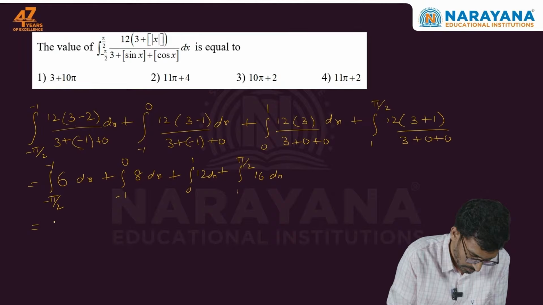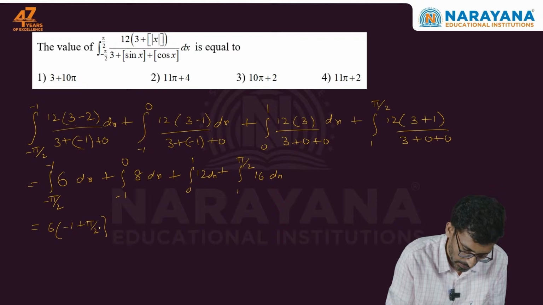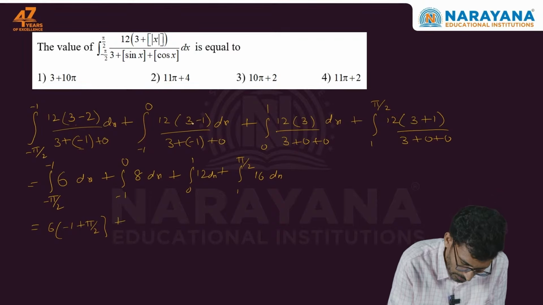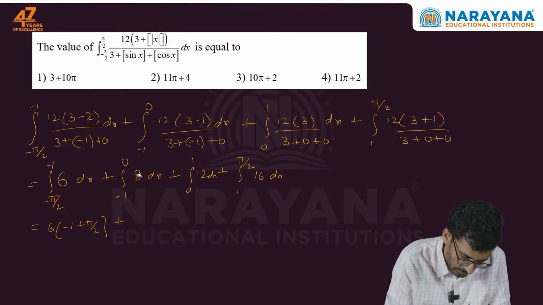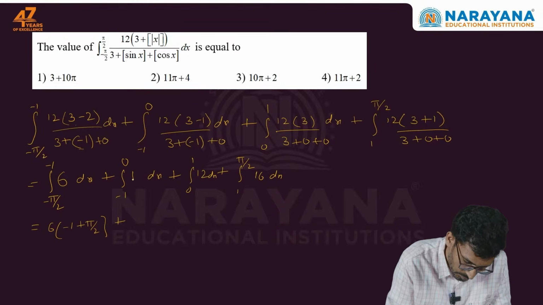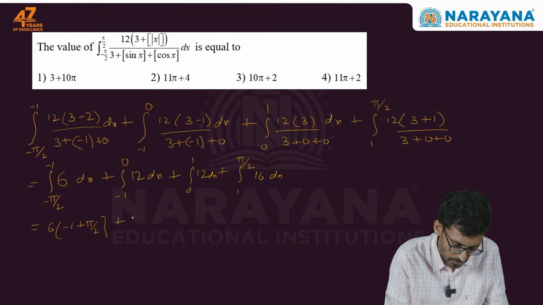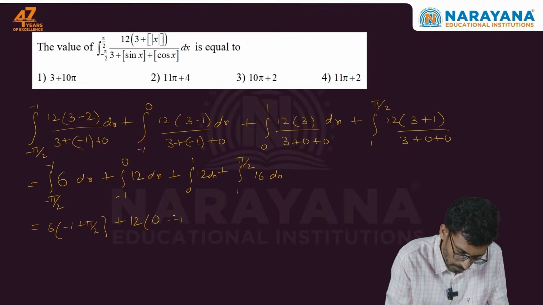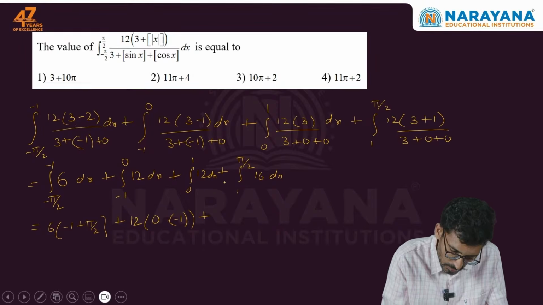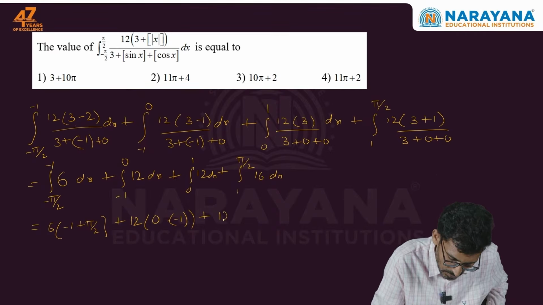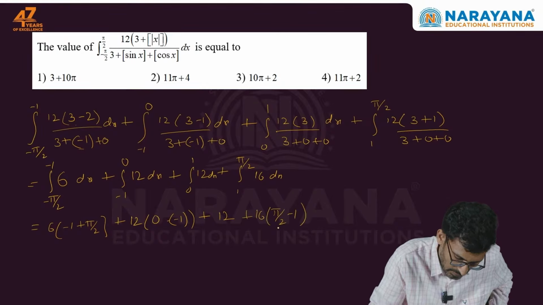So this is equal to 6 into minus 1 plus pi by 2 plus, so here what we are getting, 12 into 2 by 3 minus 2. So 12 into 2 by 2, this is equal to 12. So 12 into 0 minus of minus 1 plus, here we are getting 0 to 1, 12 into 3 by 3. So 12 we are getting, and here we are getting 16 into pi by 2 minus 1.